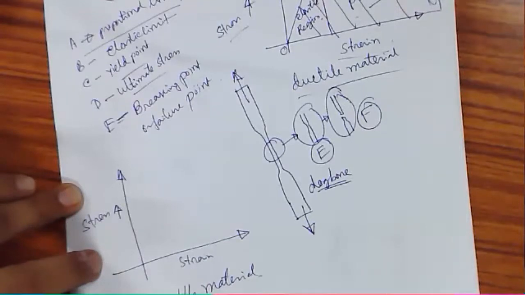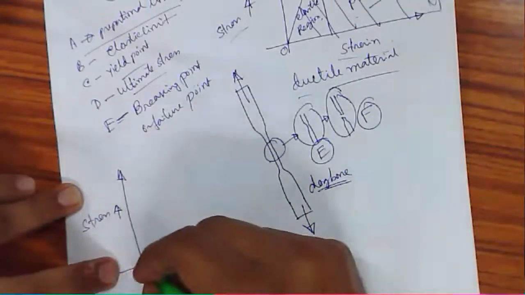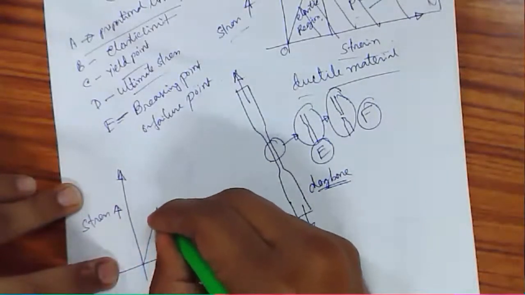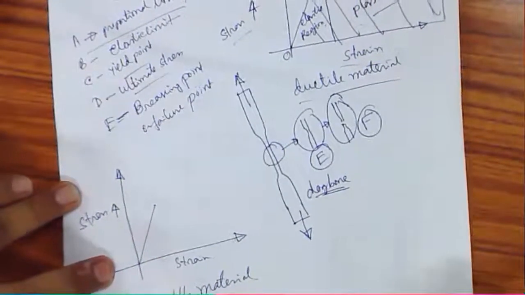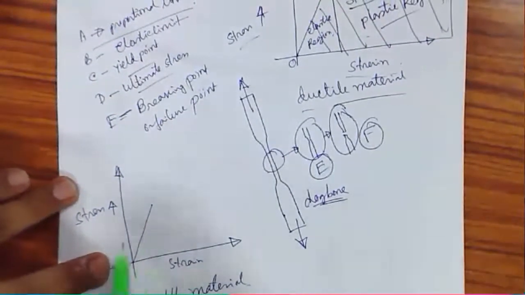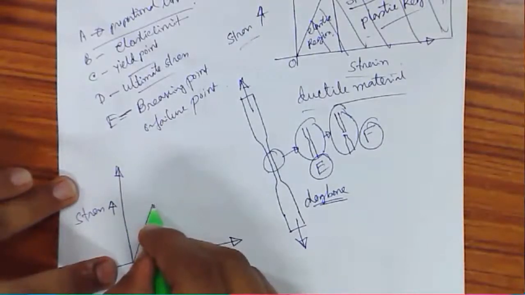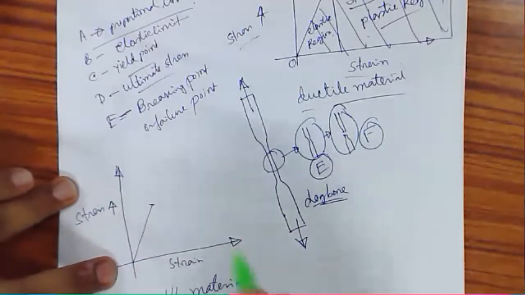When load is applied, it breaks. When the load is applied, it cannot withstand deformation and it suddenly breaks. It cannot withstand deformation. So we are loading it up to a certain region. It will be elastic and stress will be proportional to strain. This will happen up to the elastic limit.